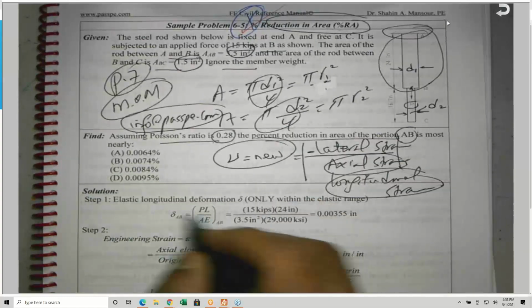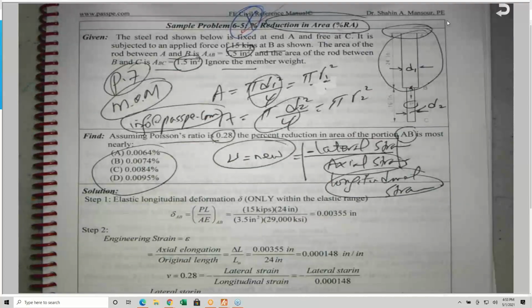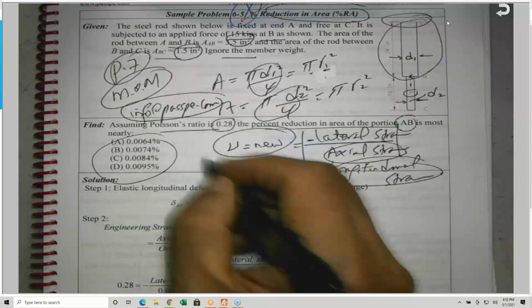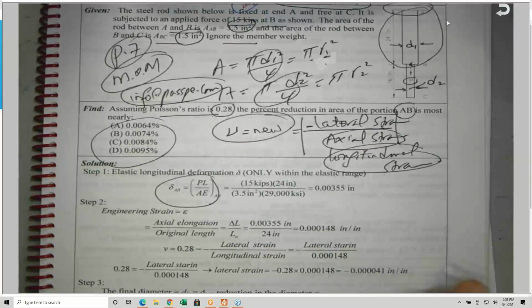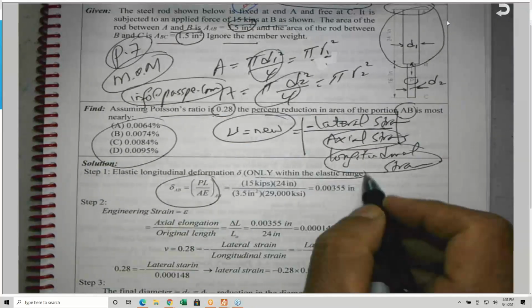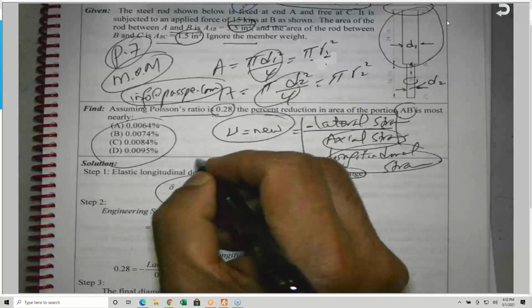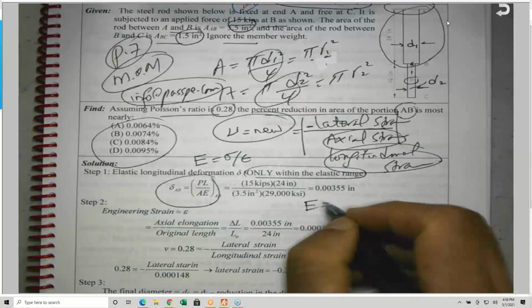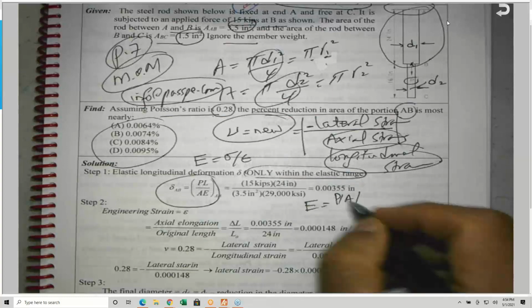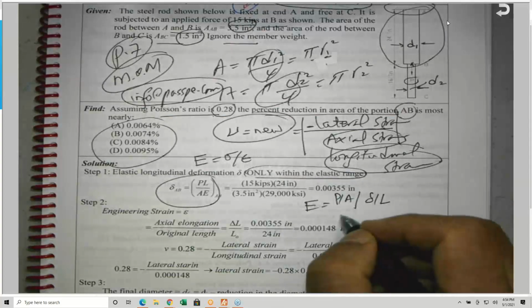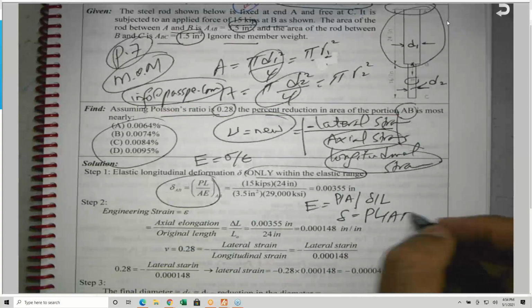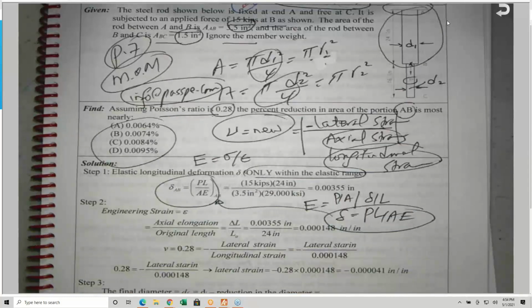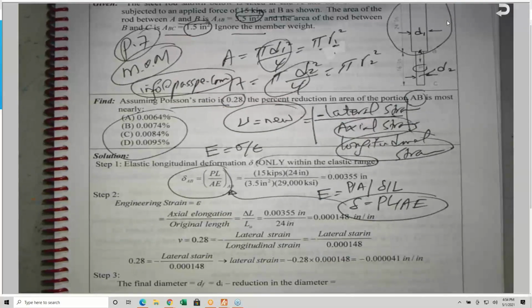So the solution, and again, there are four answers provided here, and the percentage reduction in area is normally expressed as a percent. This equation is very important. Delta is equal to PL over AE, and I talked about this, and this is only within the elastic range. And this came from the modulus of elasticity E. E is equal to sigma over epsilon, as we indicated last time. So sigma is equal to P over A, and epsilon is equal to delta over L. If you solve for delta, delta is equal to PL over AE. So this is the equation that we are going to use in different chapters, by the way.